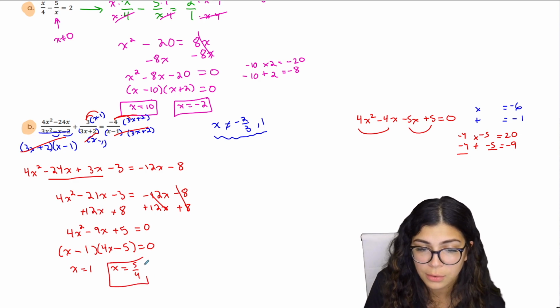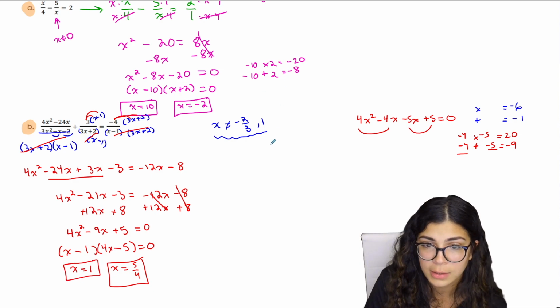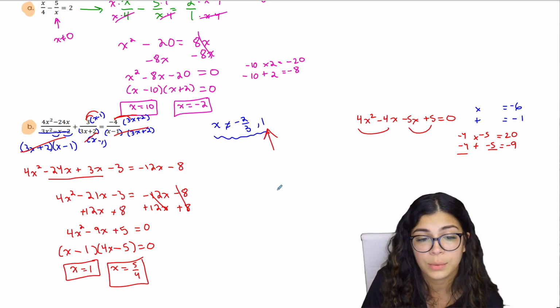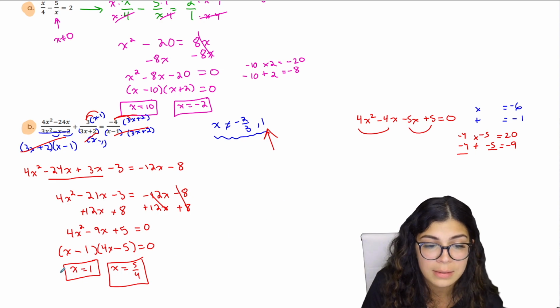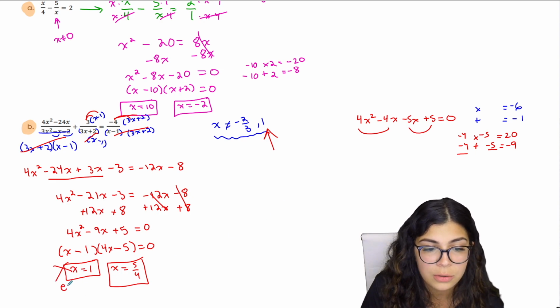Now, I could just circle those, right? But don't forget, what about your excluded values? Look at that. 1 is an excluded value. So this is not a solution, it's an extraneous solution.